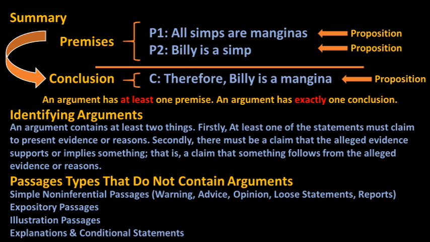To help you extract arguments, you can use premise indicator words as well as conclusion indicator words. However, you will also encounter a great number of passages that in and of themselves do not contain an argument. There are broadly five types of passages which do not contain arguments. These are simple non-inferential passages, which can further be broken down into warnings, pieces of advice, statements about belief or opinions, loosely associated statements, and reports. The other types of non-argumentative passages are expositionary passages, illustration passages, explanations, and conditional statements.